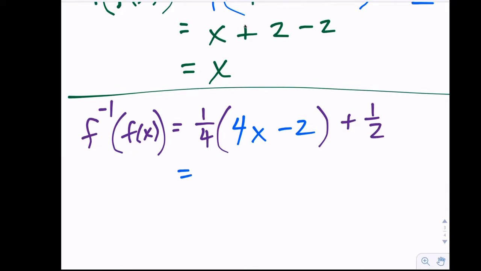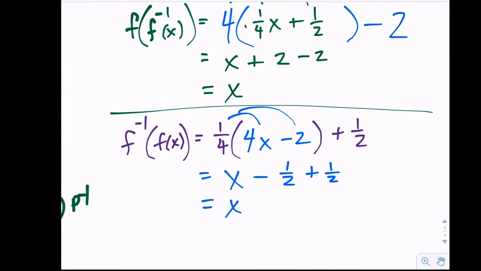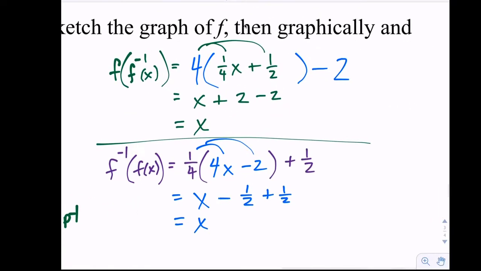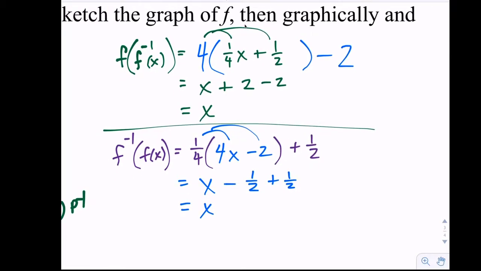Let's go ahead and simplify. If we distribute, a fourth of 4? 1. So we're left with x. Minus 1/4 times 2? 2/4 or 1/2. Plus the 1/2 that's out there, what happens with your 1/2s? They add together to give you a 0 pair, and we're left with just x. Whoa! Holy moly smokers. They're both equal to what? x. So apparently, composition is commutative when the two functions you're composing are what? Inverses.